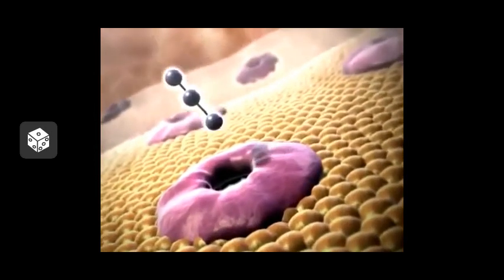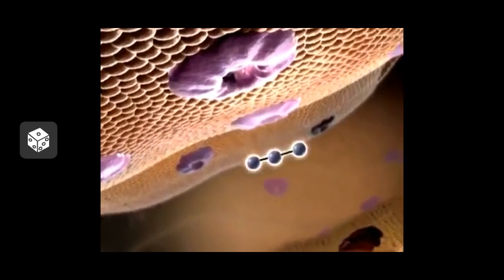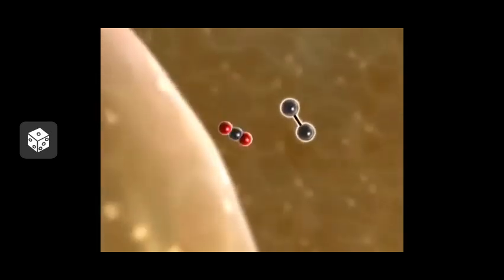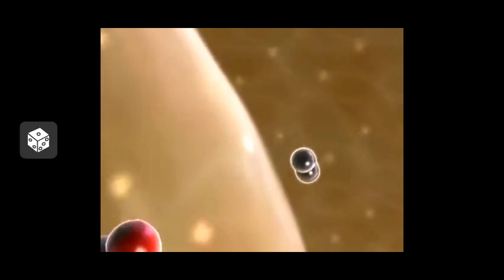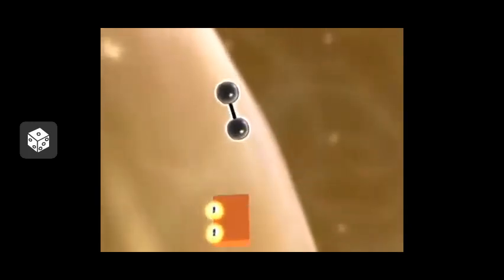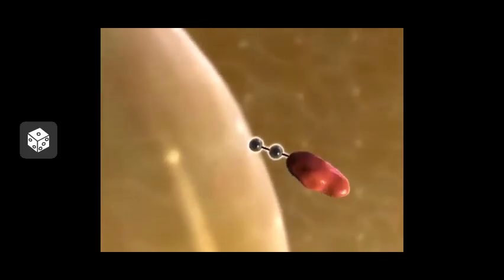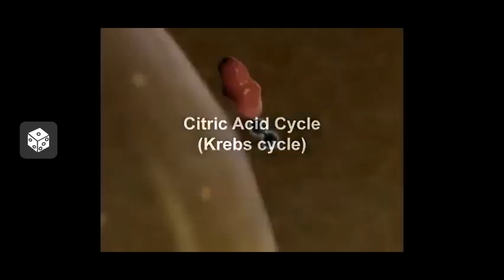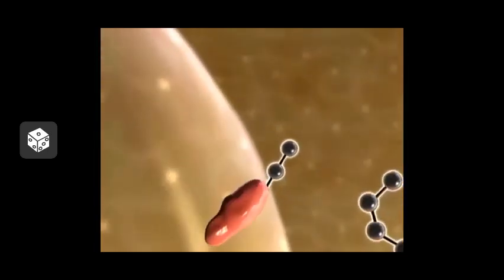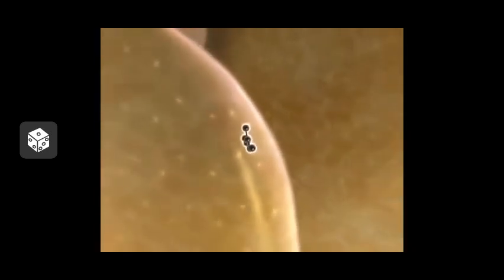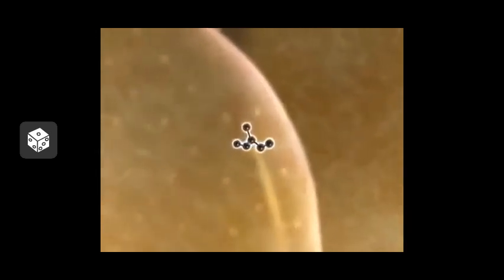Let's follow this pyruvic acid molecule into a mitochondrion to see where most of the energy is extracted. As the molecule enters the mitochondrion, one carbon is removed, forming carbon dioxide as a byproduct. Electrons are stripped, forming NADH. Coenzyme A attaches to the two-carbon fragment, forming acetyl-CoA. Coenzyme A is removed, and the remaining two-carbon skeleton is attached to an existing four-carbon molecule that serves as the starting point for the citric acid cycle.